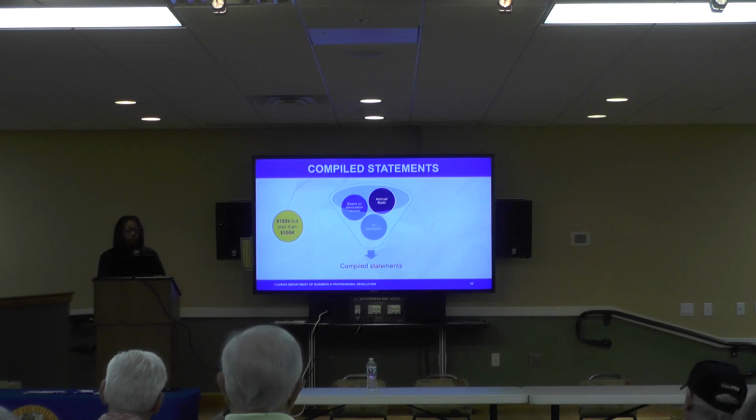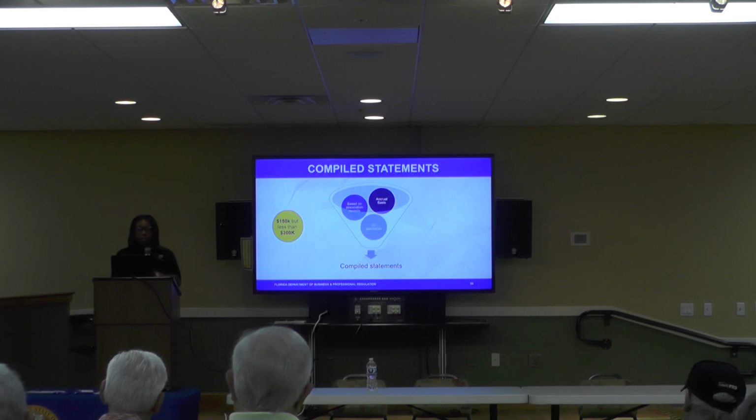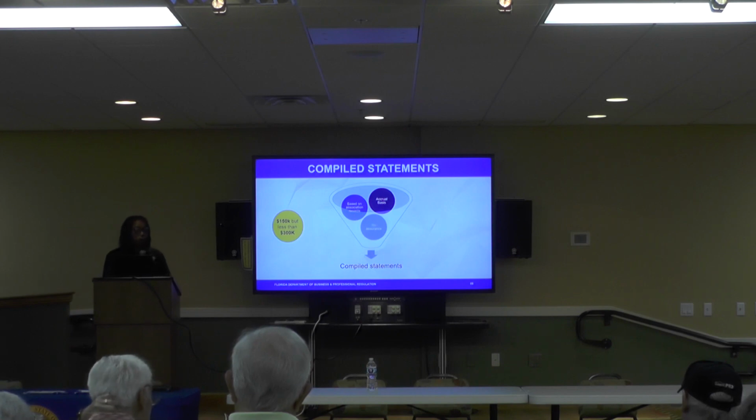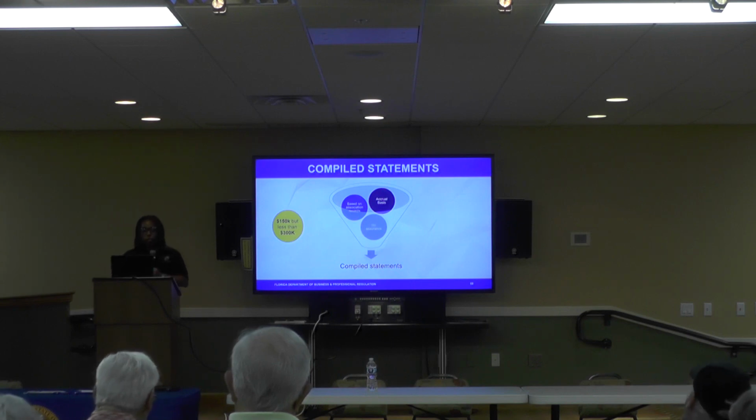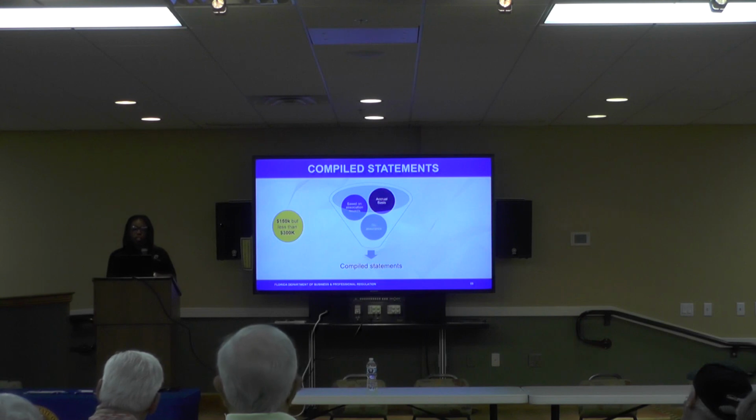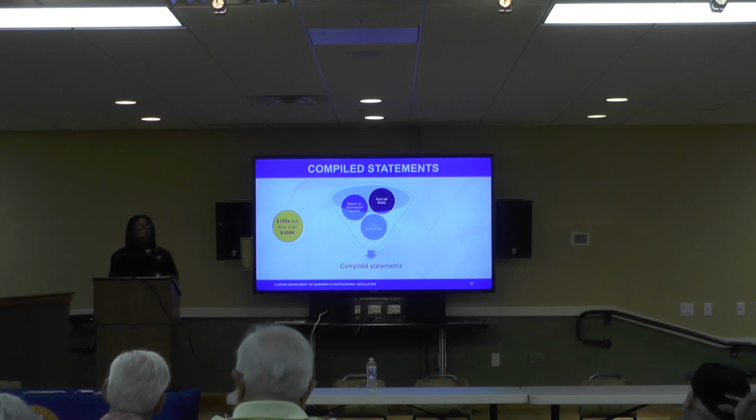Compiled is the lowest level of financial statements. This is for revenues that are $150,000 but less than $300,000. Based on information from association records, such as a bank statement, you can collect this information. No accounting tests for accuracy would be performed for a compiled financial statement, and the term accuracy refers to testing based on GAAP, which is the generally accepted accounting principles.